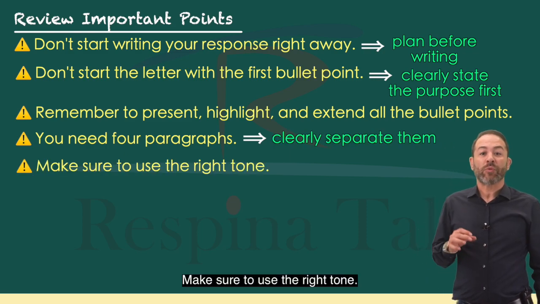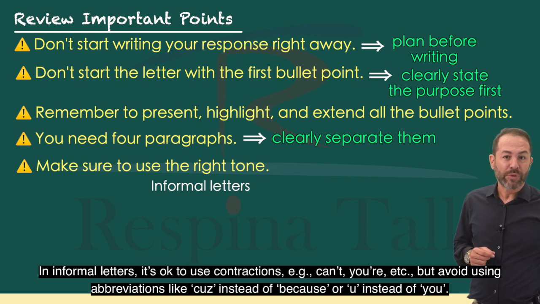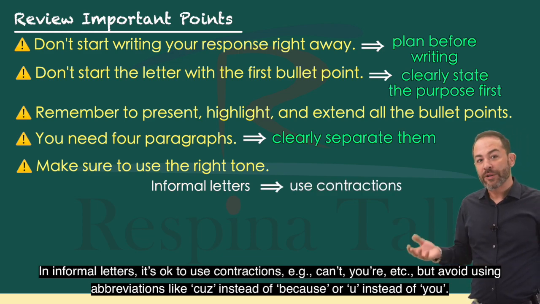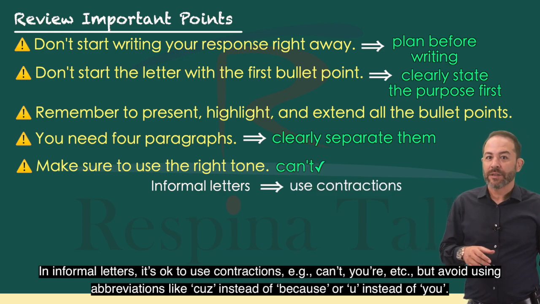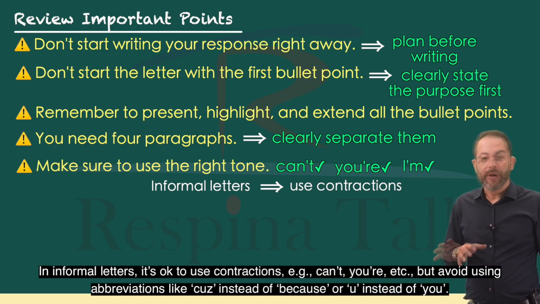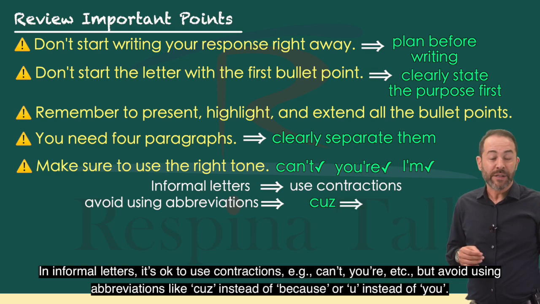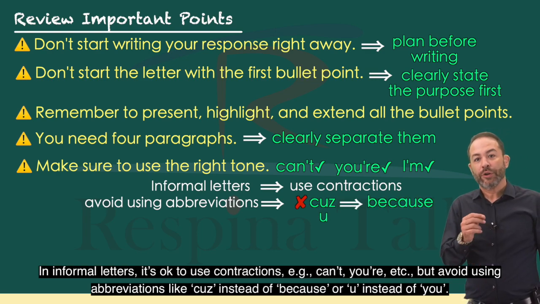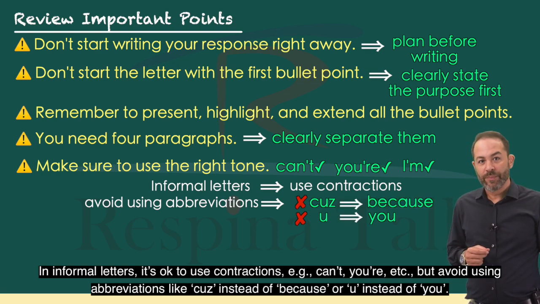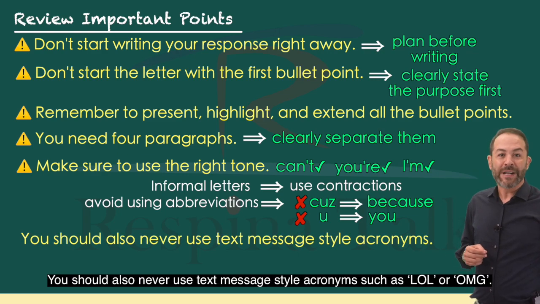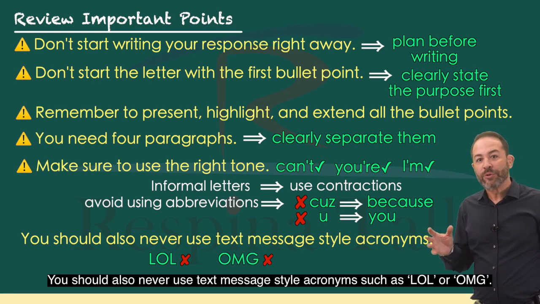Make sure to use the right tone. In informal letters, it's okay to use contractions. For example, can't, you're, I'm, etc. But avoid using abbreviations like cuz instead of because, or u instead of you. You should also never use text message style acronyms such as LOL or OMG.